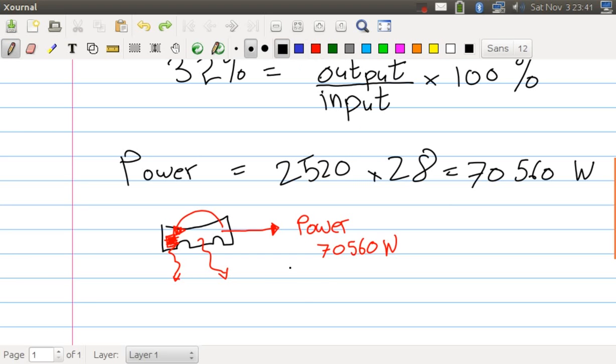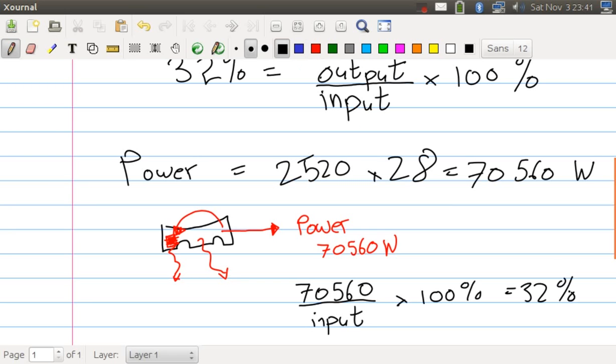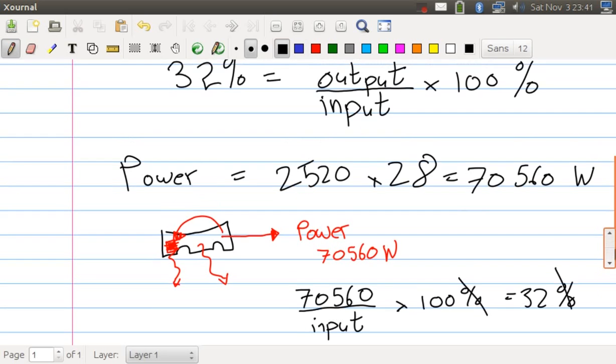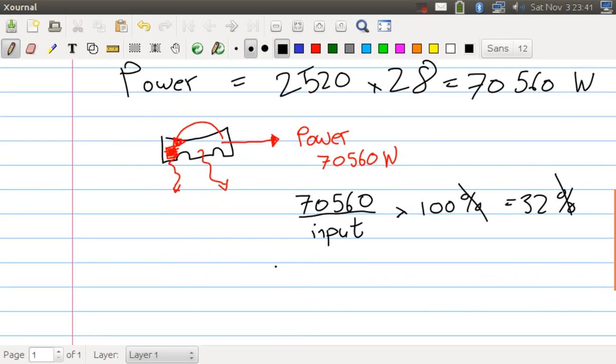So we know what the output is. The output should be this. And we're looking for what the input is, multiplied by 100%, needs to equal 32%. Well, percent signs cancel there. A little bit of rearranging gives us 70,560,000 divided by 32, and that's how much power needs to go into the car so that it can have this as an output.